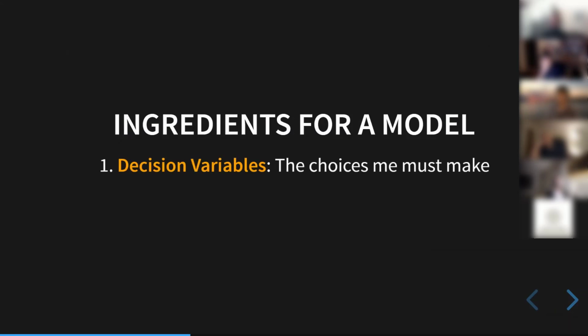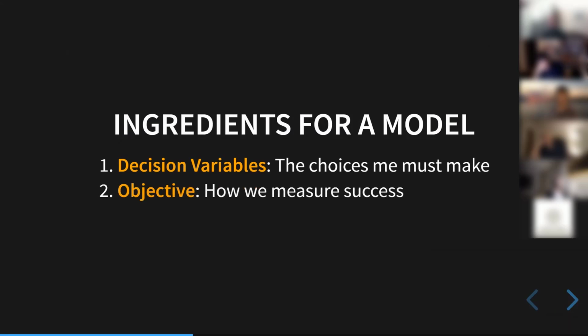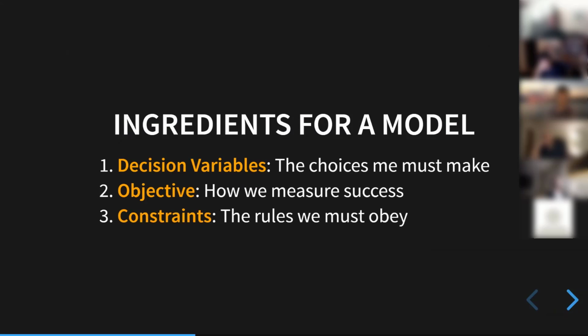So let's talk about what the components are for this model that we're going to create based on that description. We have decision variables, so these are the choices that we need to make. We have an objective, which is how we measure success. And we have constraints, and these are the rules that we need to obey.